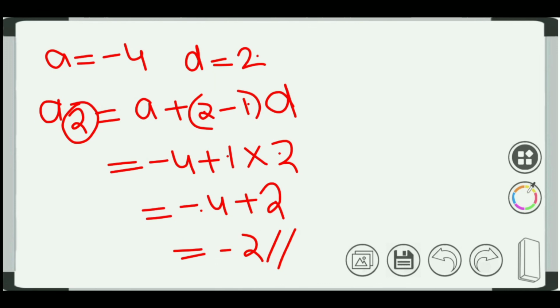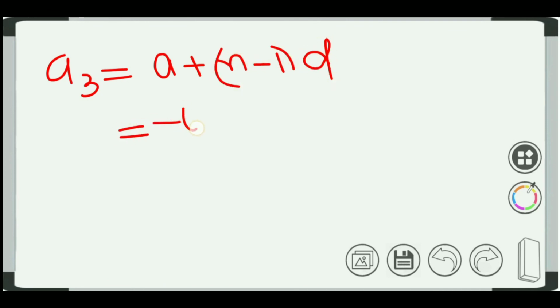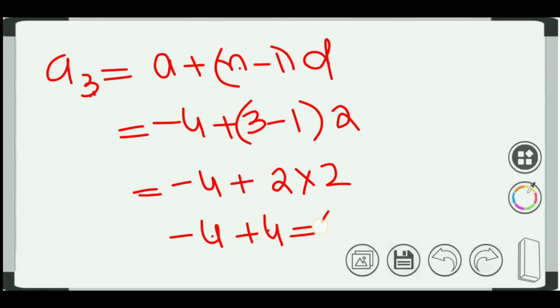Same way you can find the third term. A3 is equal to a plus n minus 1 into d. Substituting the values, minus 4 plus n will be 3, 3 minus 1 into 2. D is 2. Minus 4 plus 2 into 2. Minus 4 plus 4, 4 minus 4, 0. So the third term is 0.